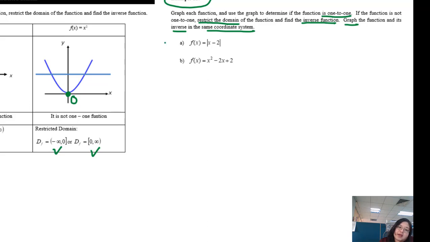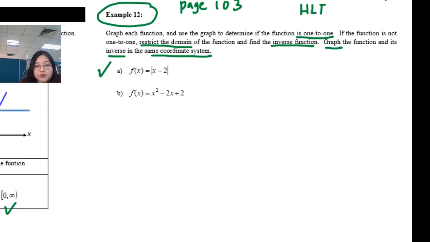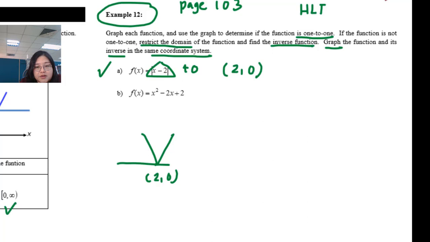Okay, so now we are looking at question A. As we know, if we want to sketch a graph, as I told you before, the vertex will be at coordinate (2, 0), so x equals 2, y equals 0. So the x-axis will be here, the y-axis is around here. Okay, so this is 2.